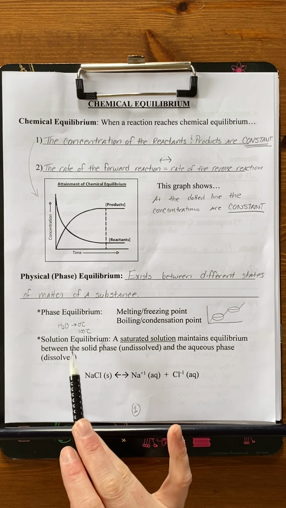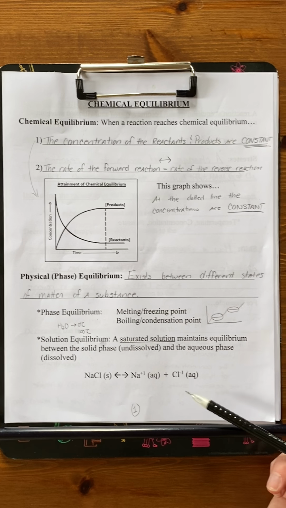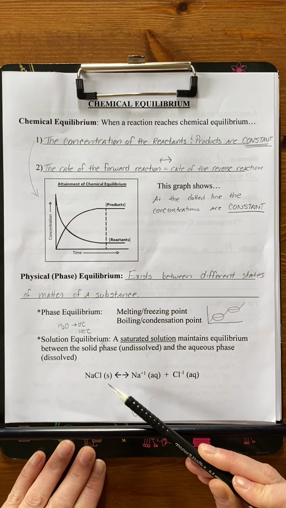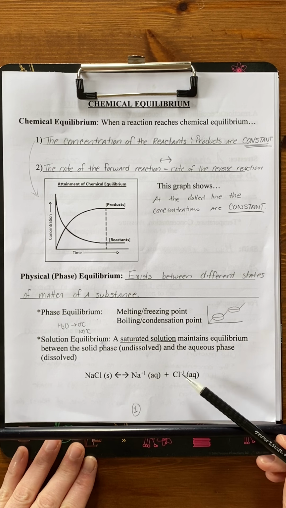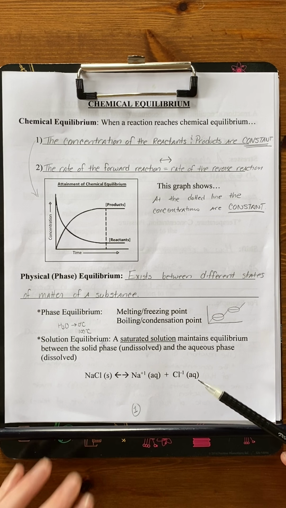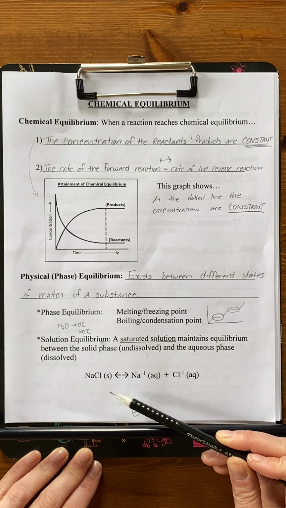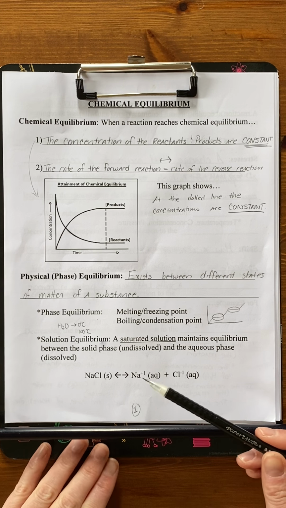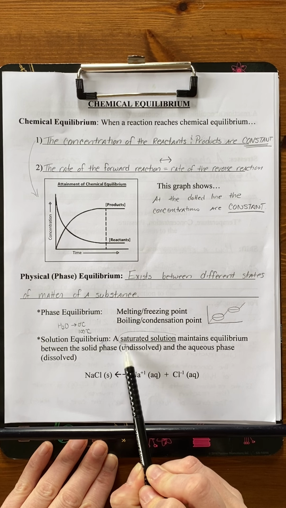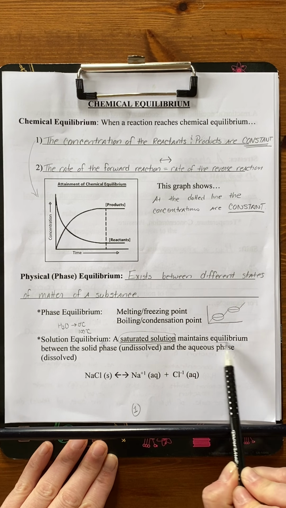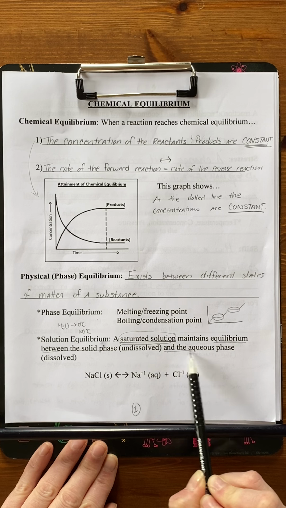Also, we have something called solution equilibrium. When you dissolve something into water, you're not making a new substance. It's not a chemical reaction. You're simply taking a solid substance and breaking it down into its individual ions in that liquid, in the water usually. We know that we can boil off the water, evaporate the water, and regain our original solid. So we're not making anything new. That is a phase change. So a saturated solution is when you have an equilibrium between the solid and the aqueous phase.